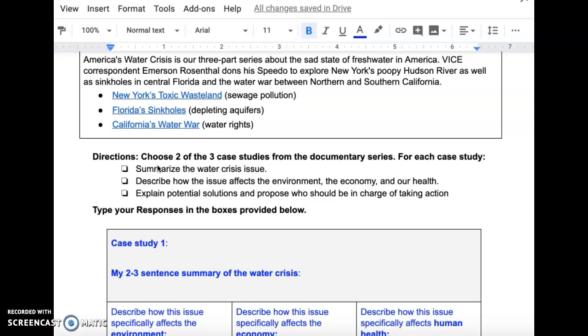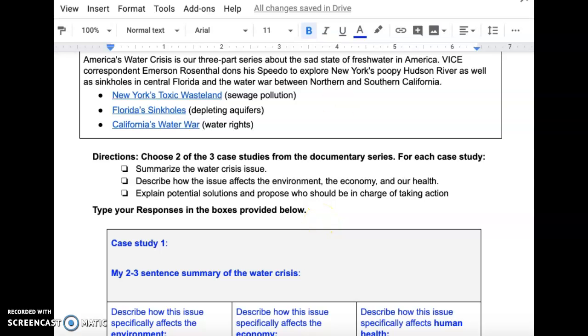Directions. Choose two of the three case studies from the documentary series: one being New York's toxic wasteland, two being Florida's sinkholes, and three being California's water war. For each case study that you choose, you're going to summarize the water crisis issue that you learn about in that documentary, and then describe how the issue affects the environment, economy, and human health, and then explain potential solutions and propose who you think should be in charge of taking action.